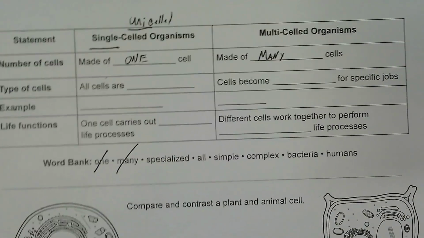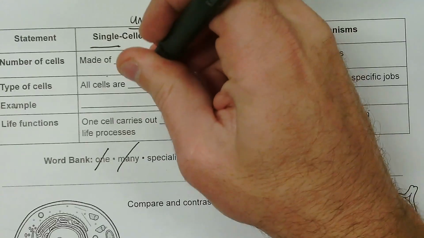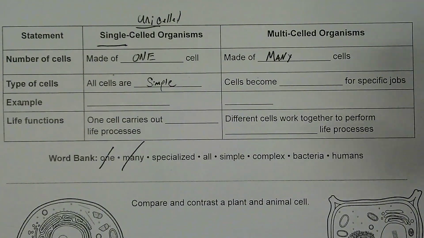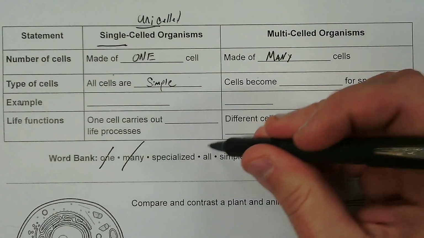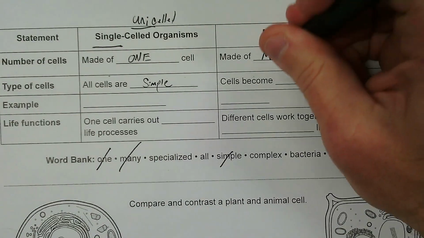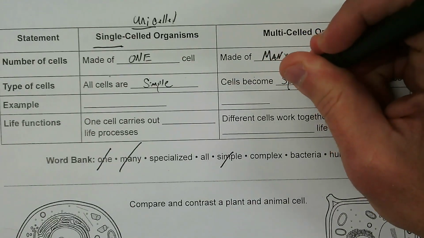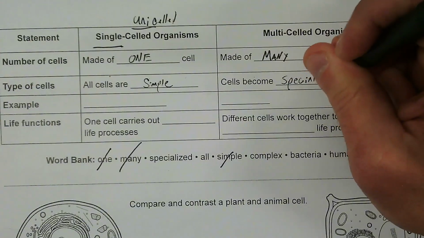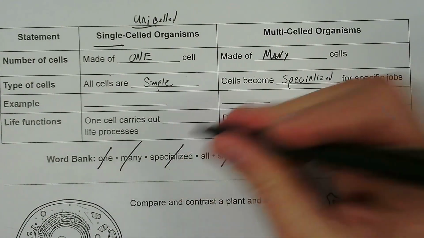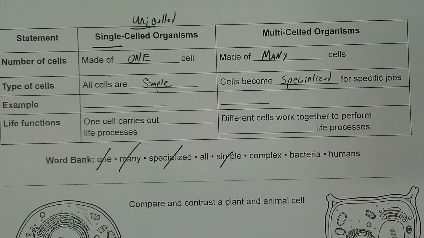Types of cells. All cells in a single-celled organism, they're all simple. They have to be, like that bacteria. They can't do too much. So in a multicellular organism, plants, animals, all cells have to become specialized for specific jobs. Each cell needs to be able to do something different. They can't all do the same thing. Okay?